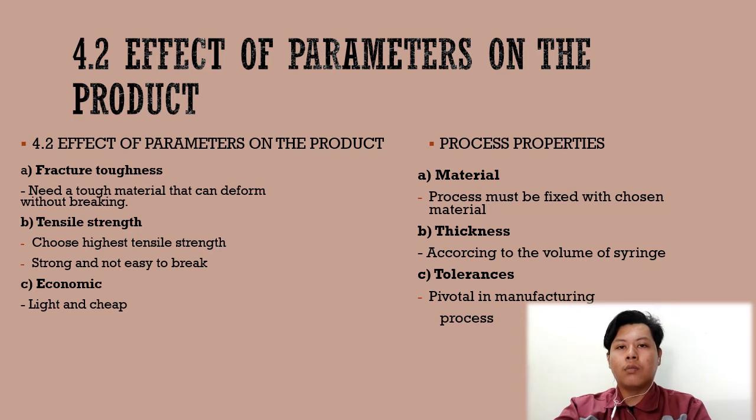Next, the process properties. The material. The process must fit with the chosen material. The injection molding process is used because it suits the required state of the material. Next, thickness. The thickness of the syringe increases according to the volume of the syringe. The tolerances are pivotal in the manufacturing process because they determine how well a part will fit in the final piece. Thank you.